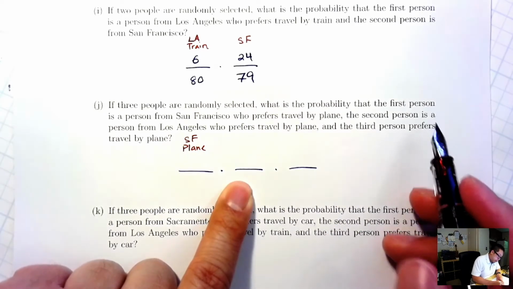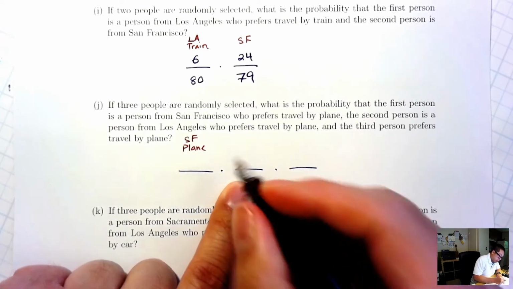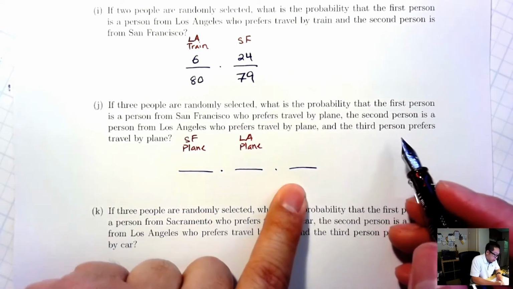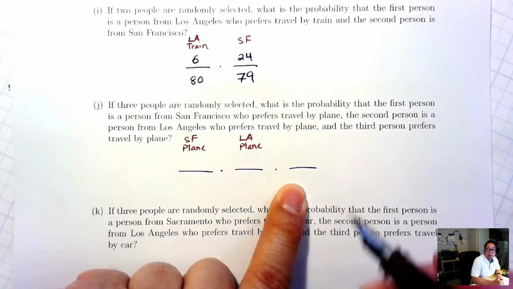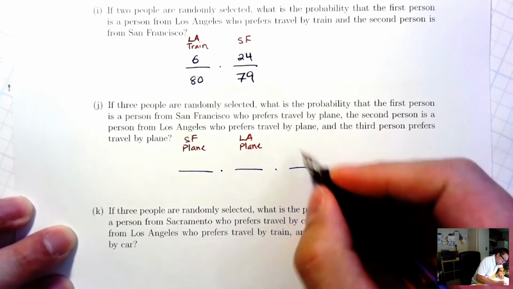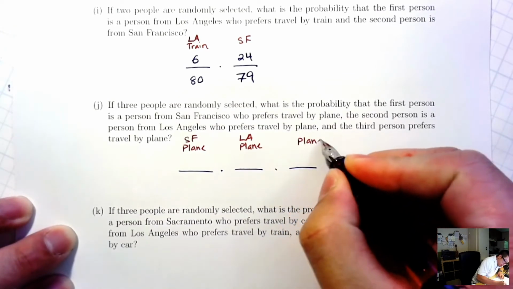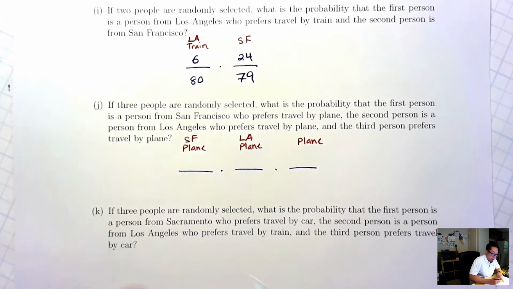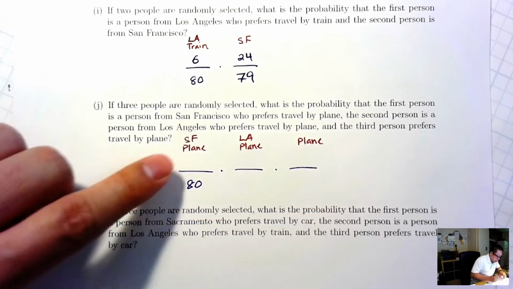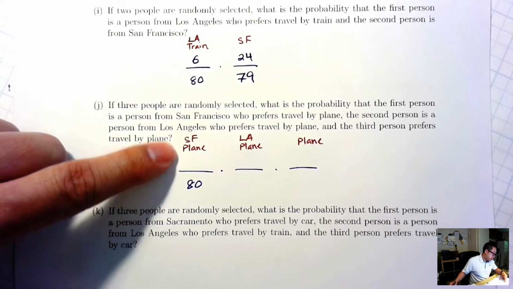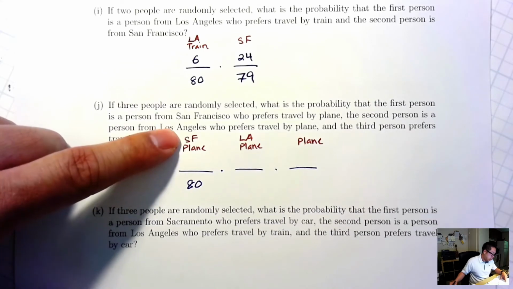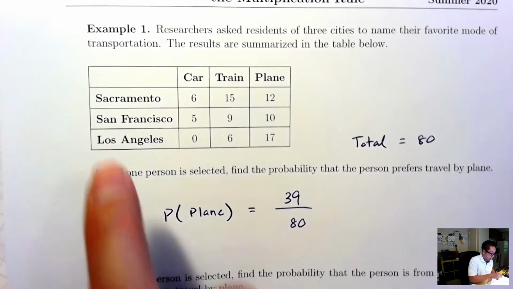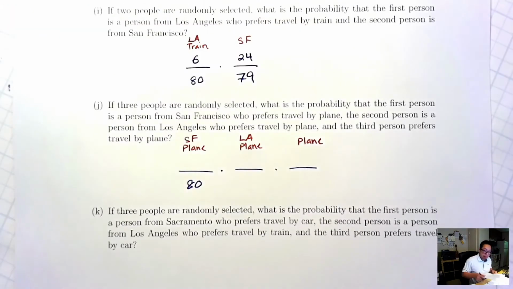Second person, LA, who prefers travel by plane. So second person is going to be LA, plane. And then third person prefers travel by plane. So third person is from anywhere, plane. So third person is just regular plane. First fraction, the bottom should be the total of everybody, which is going to be 80. And then for the top, how many people from San Francisco prefer travel by plane? So how many San Francisco and plane? San Francisco plane would be 10.